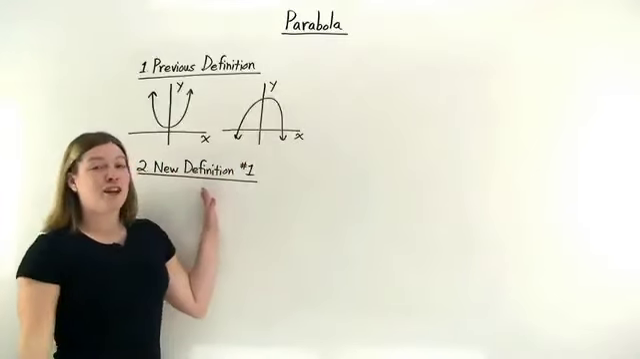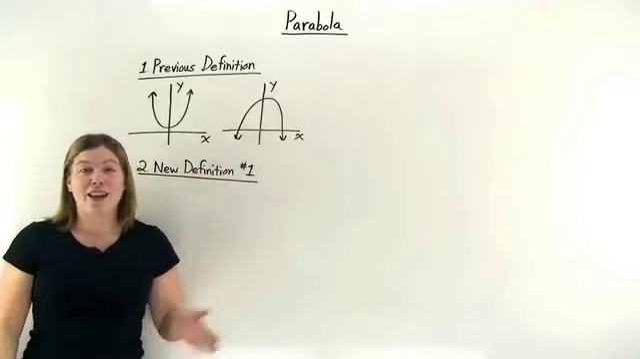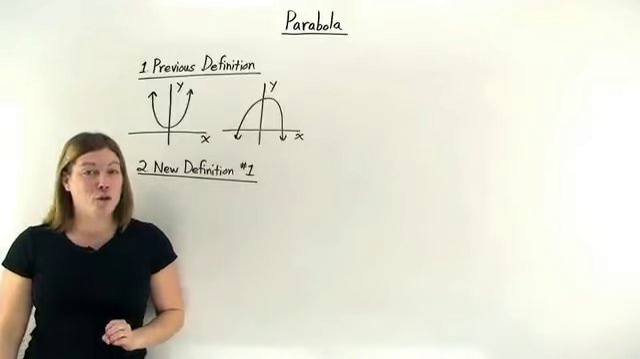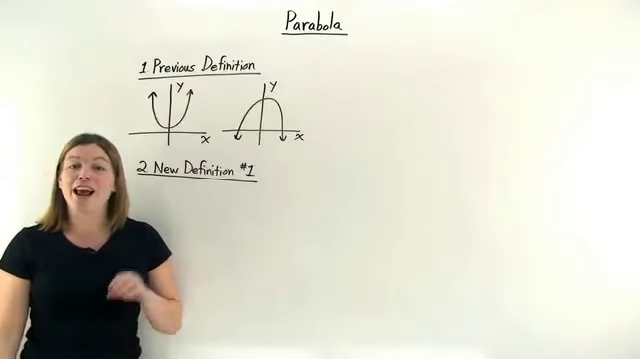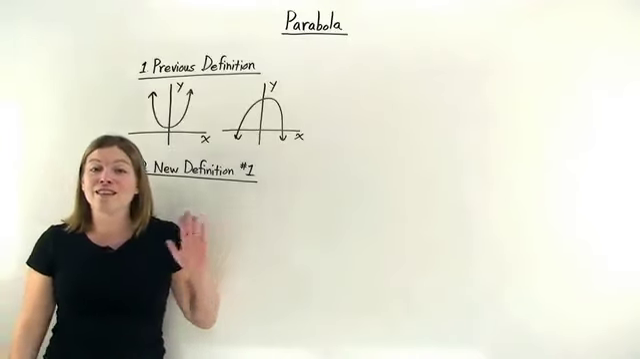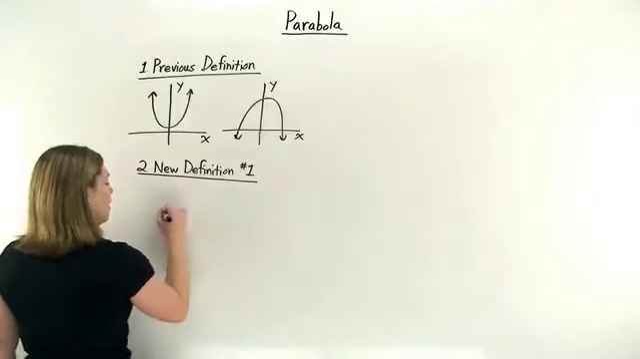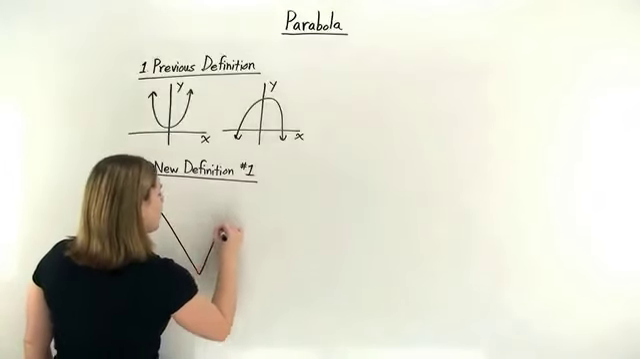Now, with this definition, it's sort of a visual look. Here, a parabola is the curve formed by the intersection of a plane and a cone when the plane is at the same angle as the side of the cone. Now, let's go ahead and take a look at that visually.